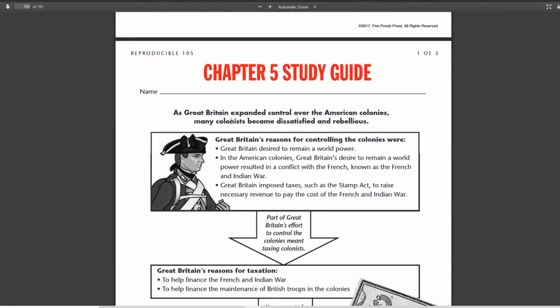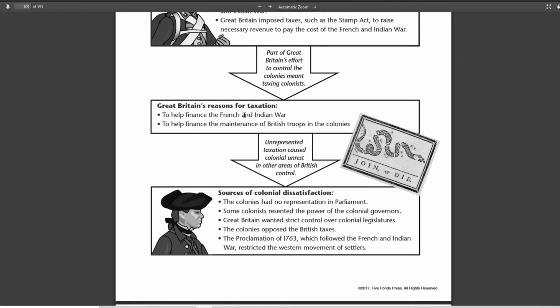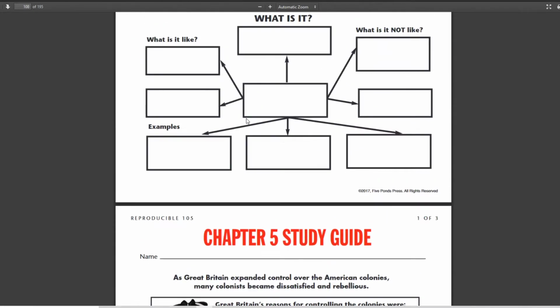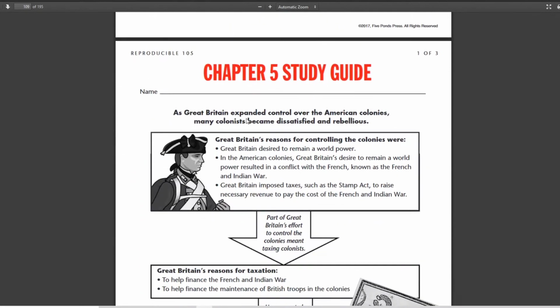Hello, and this will be about the Chapter 5 Study Guide. We'll be taking our test soon, so definitely take a look at this. This is in your workbook, Reproducible 105. I don't know the page, but it's at the end of the chapter. As usual, it's an excellent study guide, and it'll break down everything that you need to know for your test.